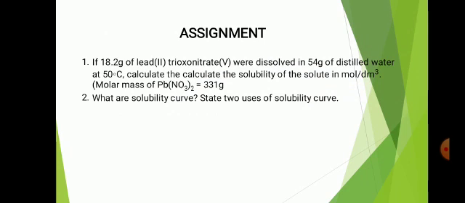If 18.2 grams of lead(II) trioxonitrate(V) salt were dissolved in 54 grams of distilled water at 50 degrees Celsius, calculate the solubility of the solute in moles per dm³. Number 2, what are solubility curves? State 2 uses of the curve.